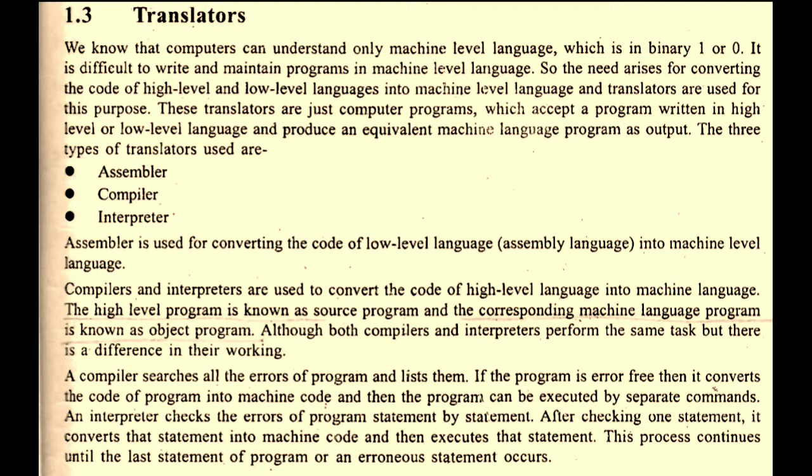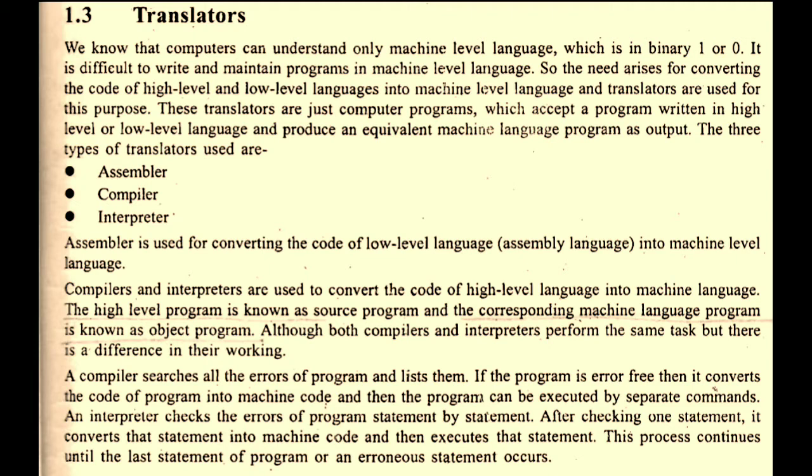The high level program is known as source program, and the corresponding machine language program is known as object program. Although both compiler and interpreter perform the same task, there is a difference in their working.